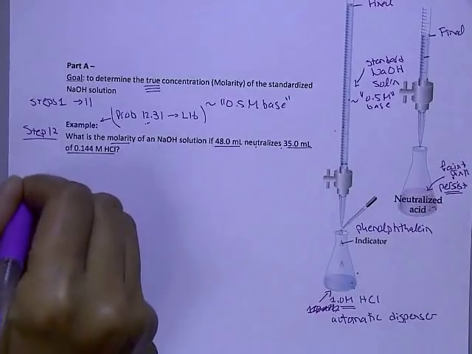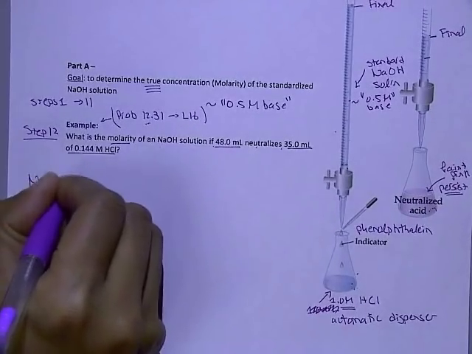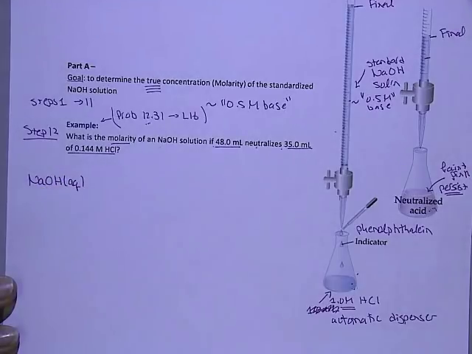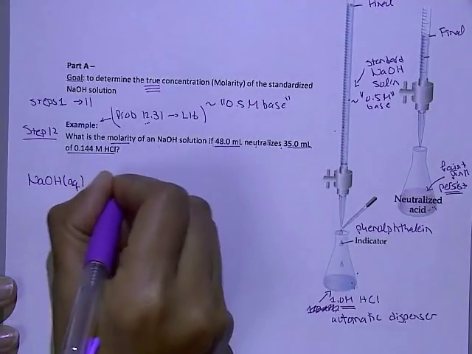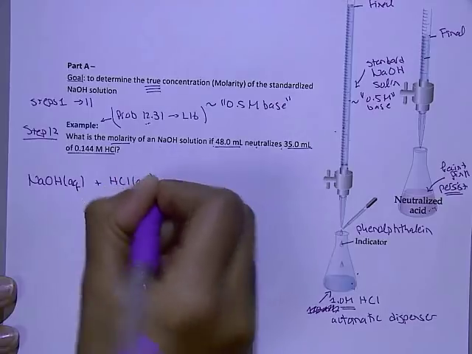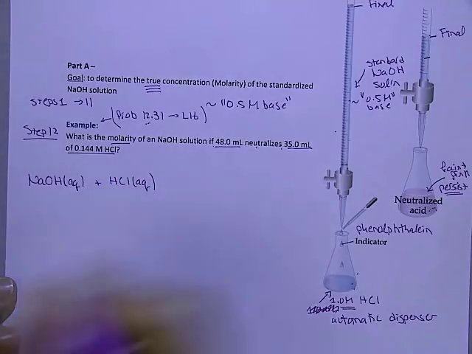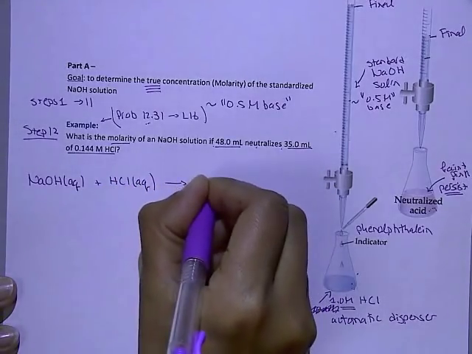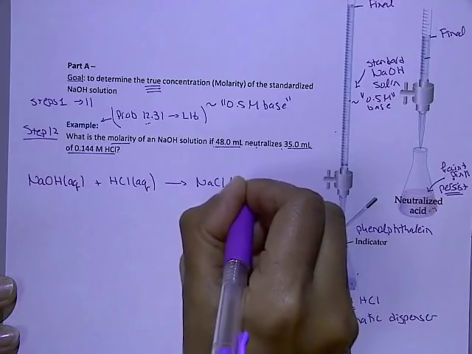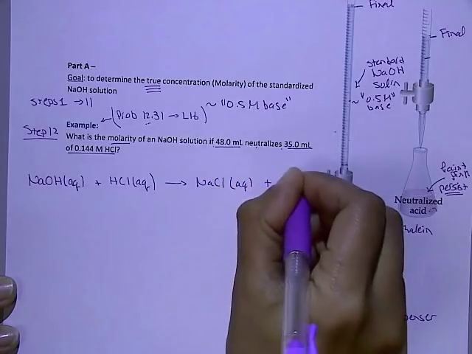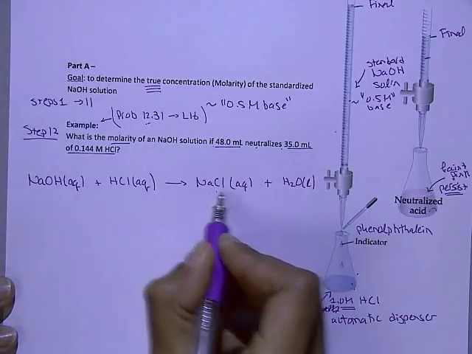So let's go ahead and first write a balanced chemical equation. So we have sodium hydroxide solution. It reacts with hydrochloric acid to produce sodium chloride and water. And remember, this is a neutralization reaction, which is why we get a salt and a water.